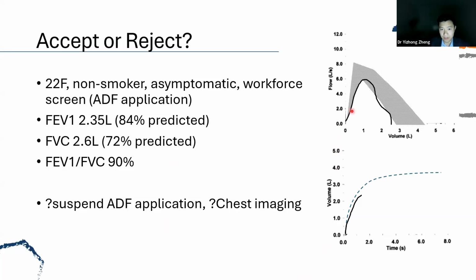Again, if you look at their flow volume loop, this time there's early termination or glottic closure, which is their glottis closing off during the maneuver and preventing a representative FVC. So reduced FVC estimation inappropriately suggests a restrictive physiology. And you can see from their volume time curve, they really didn't reach plateau, and they terminated even before 2 seconds.